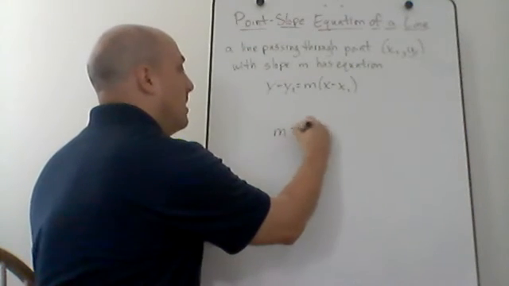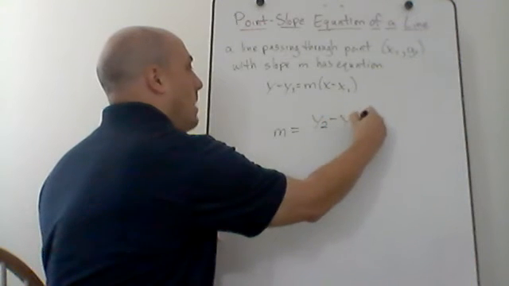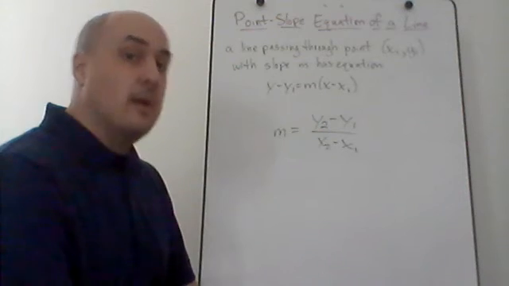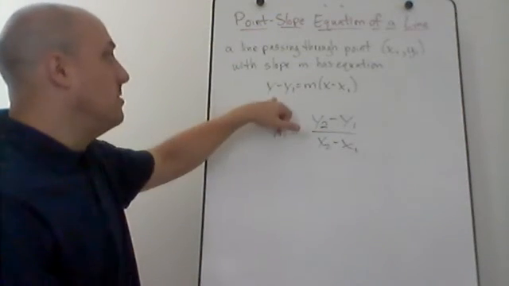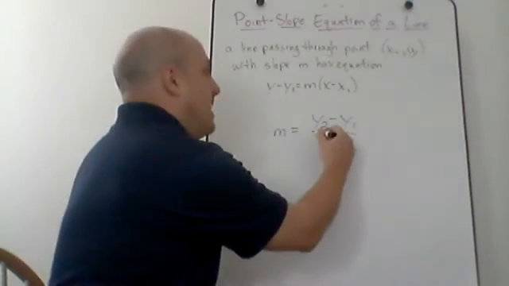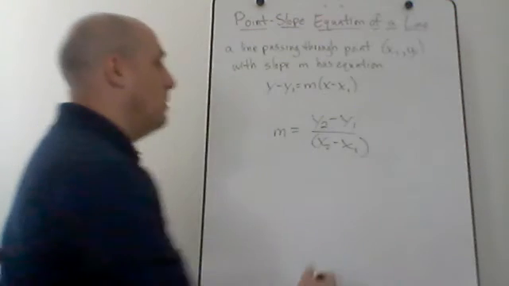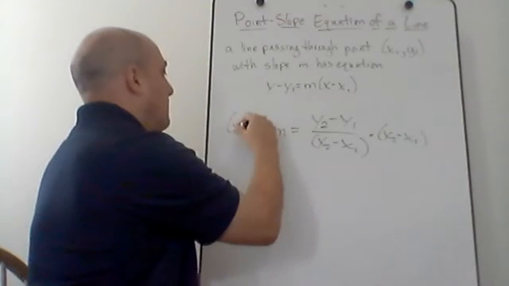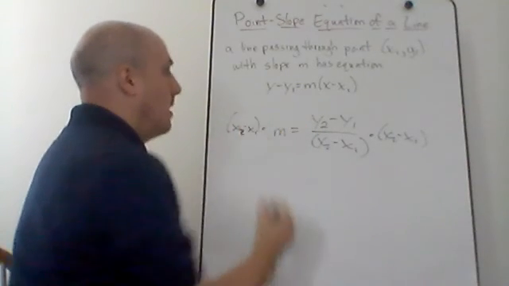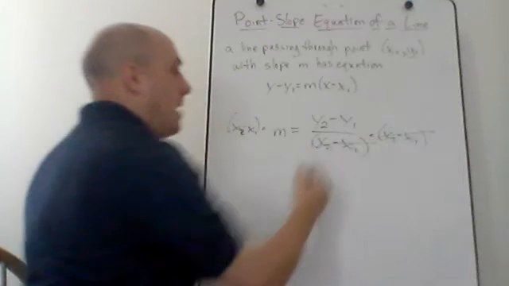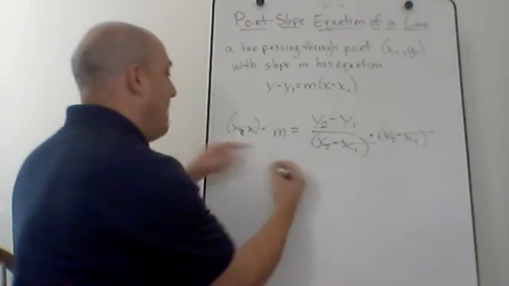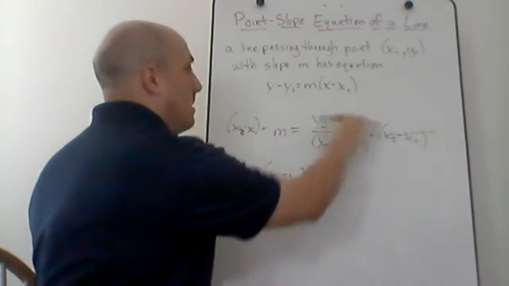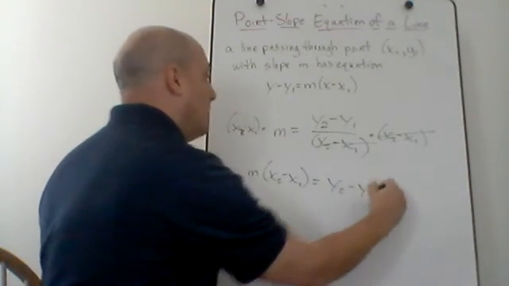If you recall, the slope formula is m equals y2 minus y1 over x2 minus x1. Here's how the slope formula can turn into the point-slope form of a linear equation. If I take this entire denominator, x2 minus x1, and multiply both sides of the equation by that denominator, then on this side the denominator cancels out, and I have m times x2 minus x1 equals my numerator over here, which is y2 minus y1.